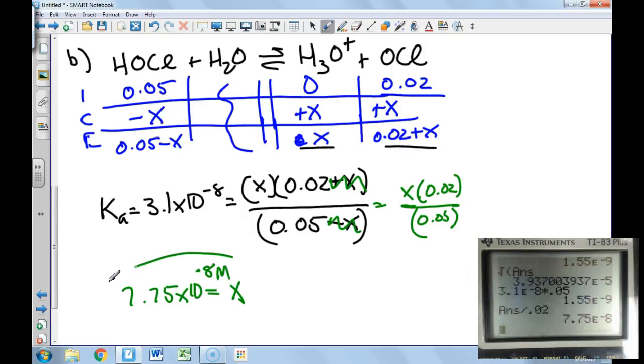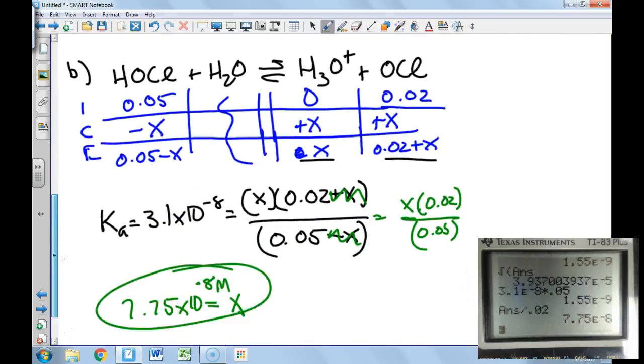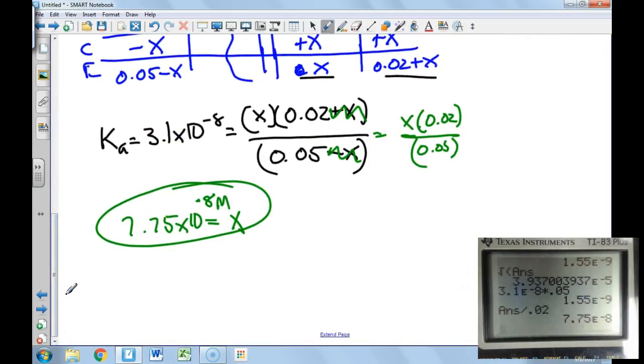And again, that gives us our hydronium ion concentration. The problem did not ask for anything other than the concentration of the hydronium ion. It didn't ask for pH or pOH or anything crazy. So that's our answer, and it's pretty cool. Have a great day.